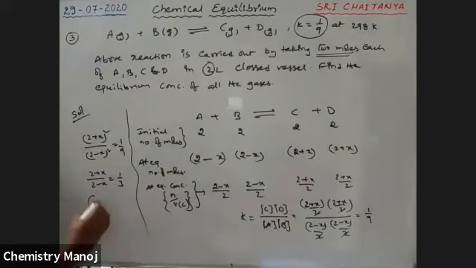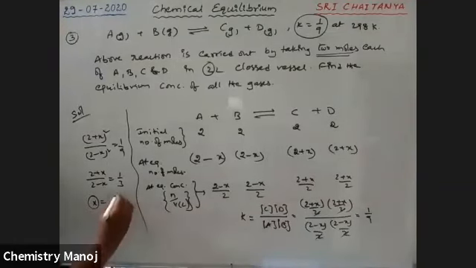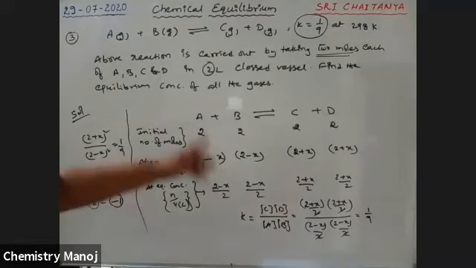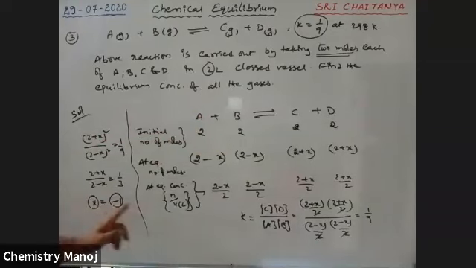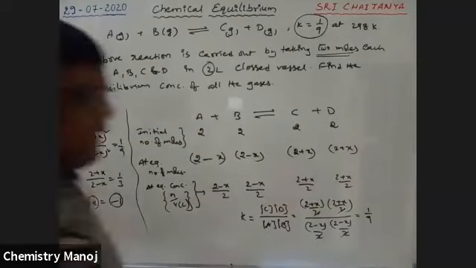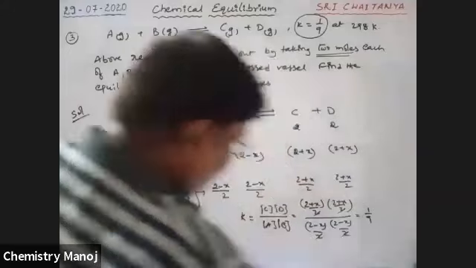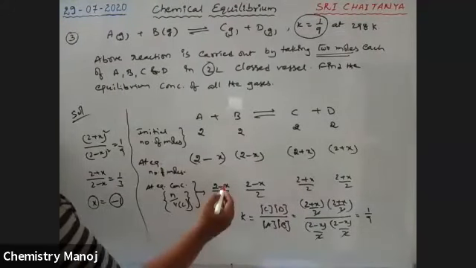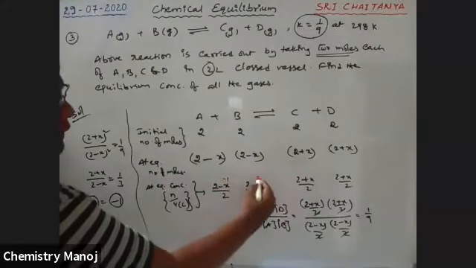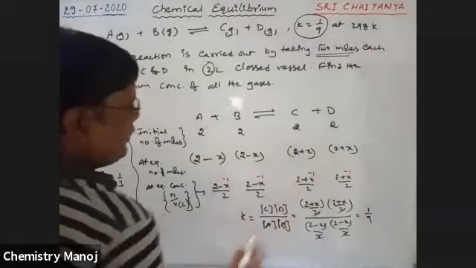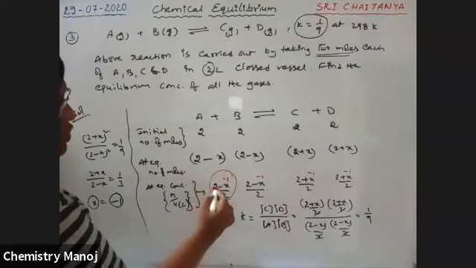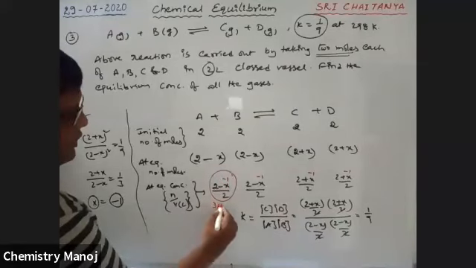Now, after final calculation, X is equal to minus 1. Substitute this minus 1 here to find the equilibrium concentrations. Put X equal to minus 1. Therefore, we got 2 minus plus minus 1, which is a 3 by 2 concentration.